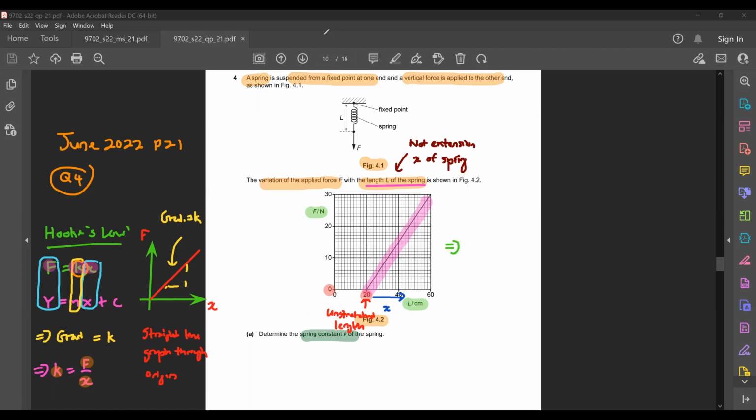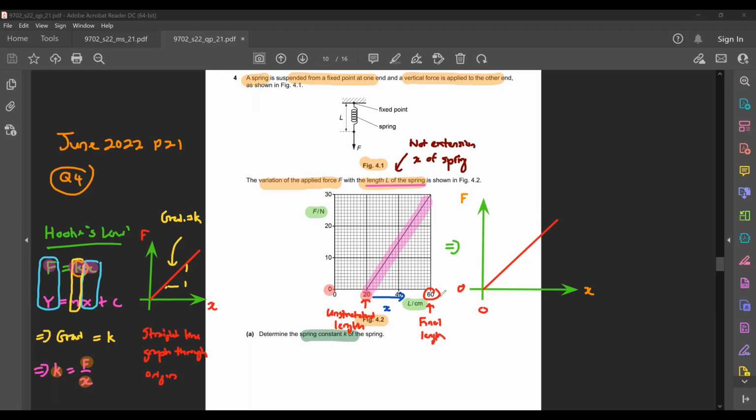So just give me a moment. We plot the axis of F versus X like this. It should start from 0 because when there's no force applied, there shouldn't be any extension. So it will be a straight line graph through the origin. This part here will be 0 for the extension, and this part here will be 0 for the force. It will be a straight line all the way to the end at 60 centimeter for the length of the spring, which is our final length.